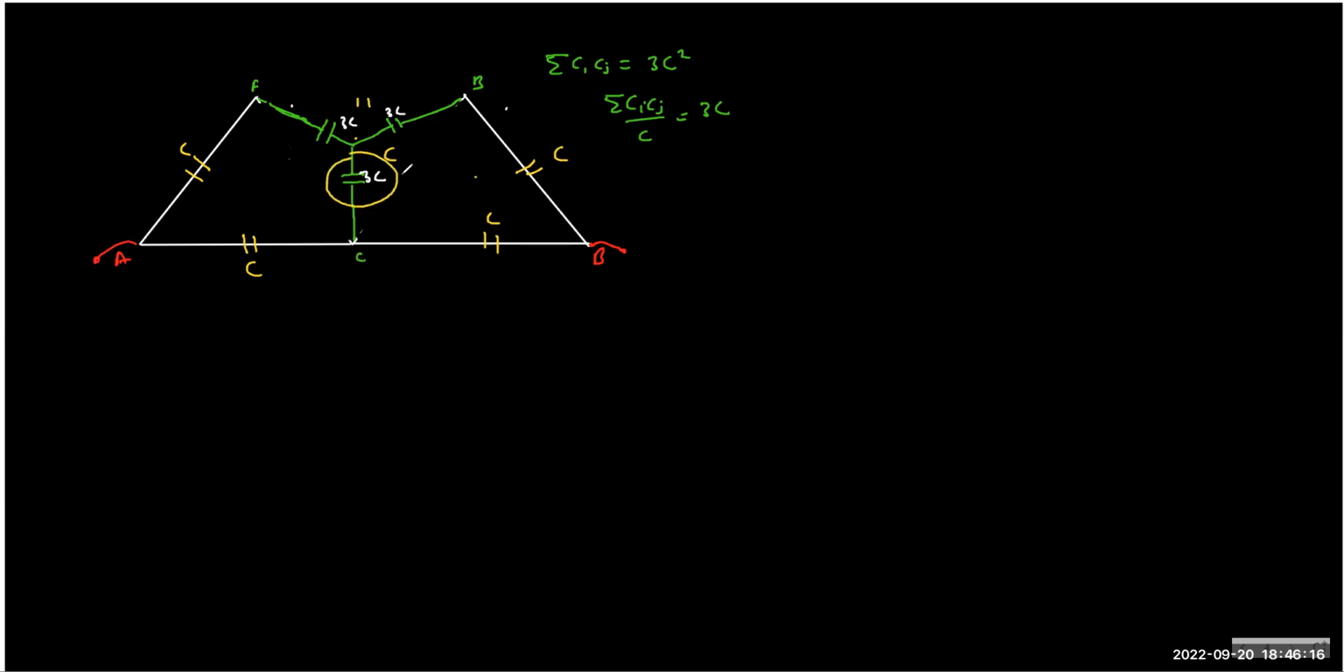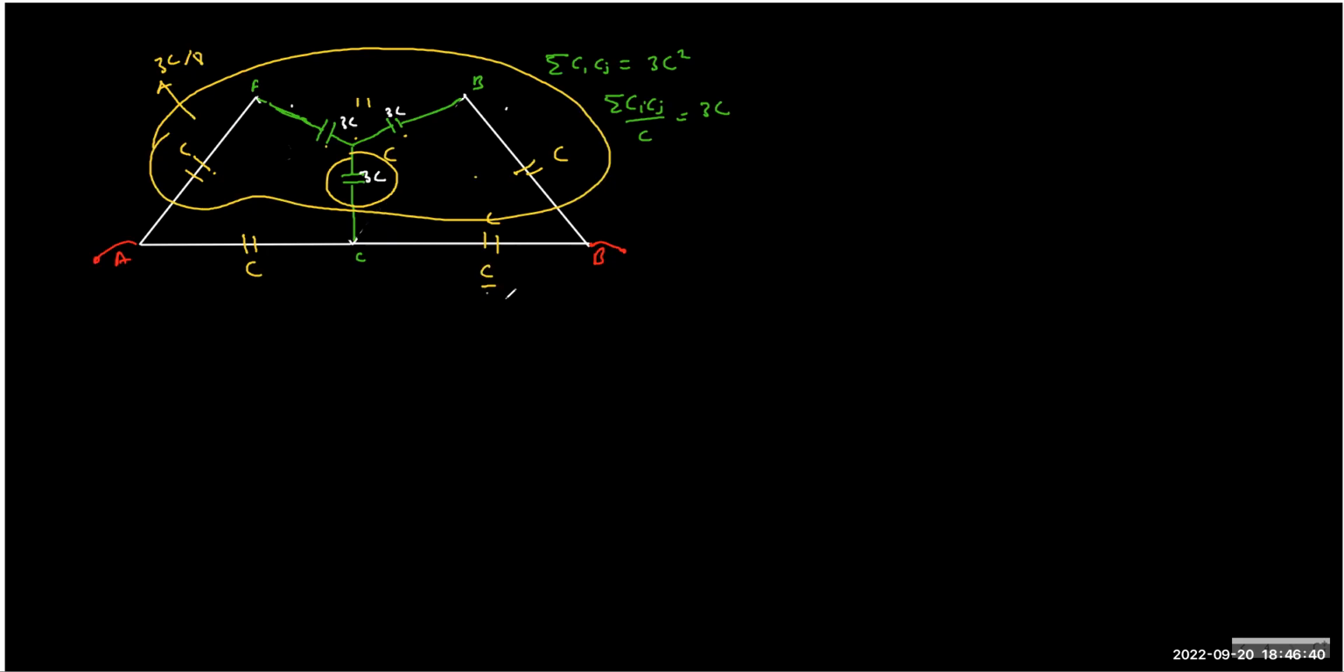So if I remove this branch, what will happen? We have C, 3C, 3C, C in series, right? Yes. So 3C, 3C is 3C by 2, C and C is C by 2, which is 3C by 2 by 4, which is 3C by 8. So the entire term from here to here will become 3C by 8, and the 3C by 8 and C by 2 will be in parallel. So the net answer is how much? 7C by 8. And that was the answer, if you remember.